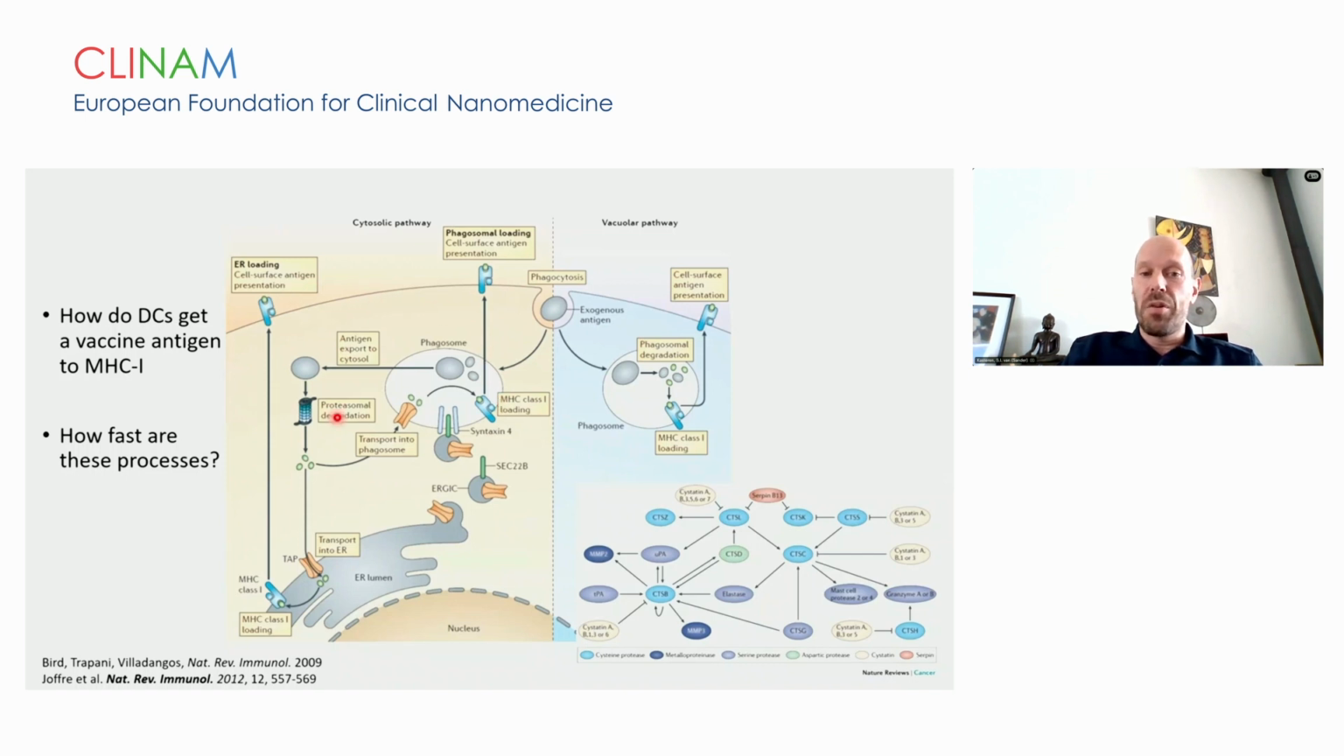As you see from the number of arrows, and some of them actually contradict one another, we do not know how this routing happens. And another aspect that we do not know, and I won't go into the details of why this is important, but it is very important, is how fast all these processes occur.